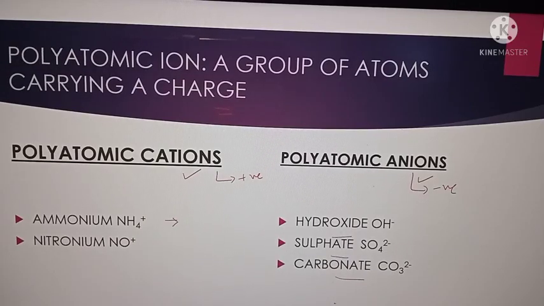Next we have studied what is a polyatomic ion. It is a group of atoms carrying a charge. Polyatomic cations are possible and polyatomic anions are possible. What are cations? Having a positive charge are called cations. The examples given here are ammonium, that is NH4+, and nitronium, which is NO2+. Polyatomic anions, there are a lot of examples given in the NCERT textbook. We have taken some of them: OH- hydroxide, SO4 2- sulfate, CO3 2- carbonate.